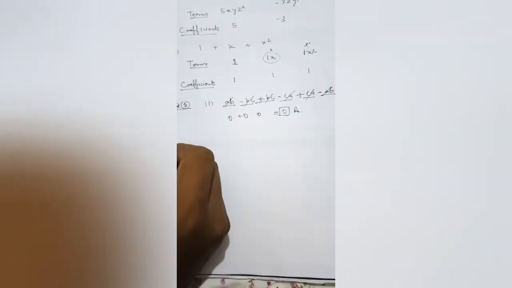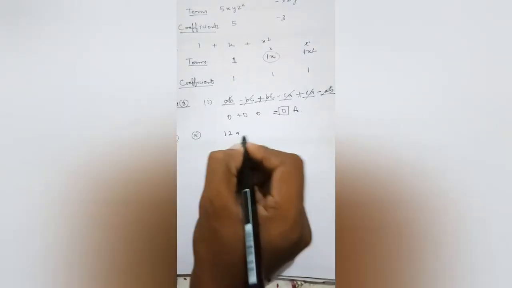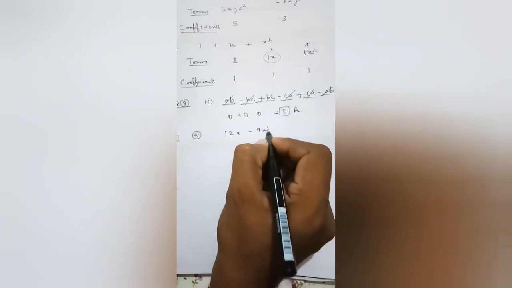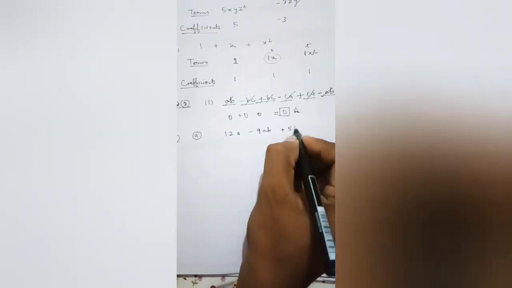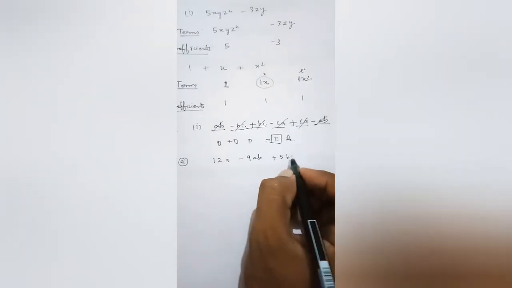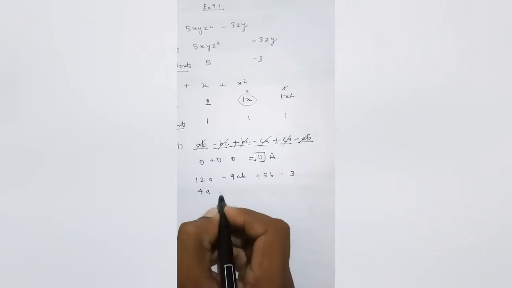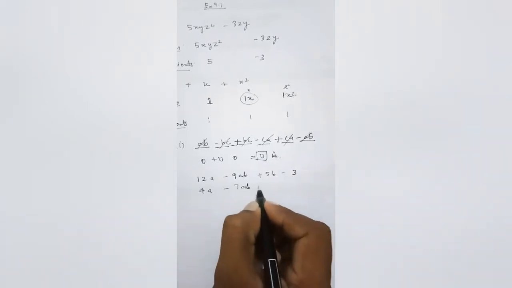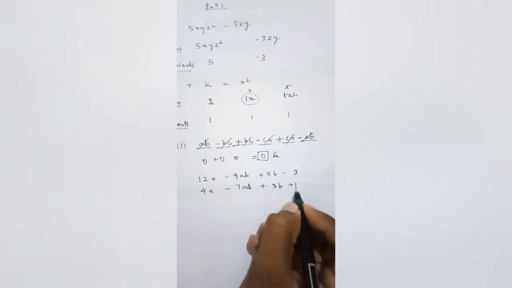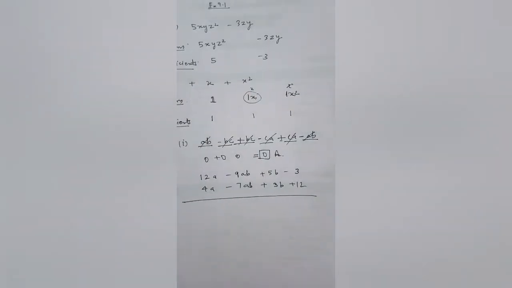Now I am going to explain question number 4, part A. This is a question of subtraction of algebraic expressions. The question is: subtract 4a minus 7ab plus 3b plus 12 from 12a minus 9ab plus 5b minus 3. So first you have to write down the expression which is given last, 12a minus 9ab plus 5b minus 3. Now you have to write down the expression which is written first, 4a minus 7ab plus 3b plus 12. I am explaining the column method of subtraction.